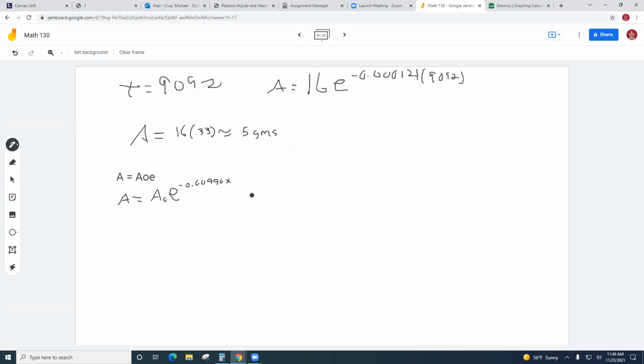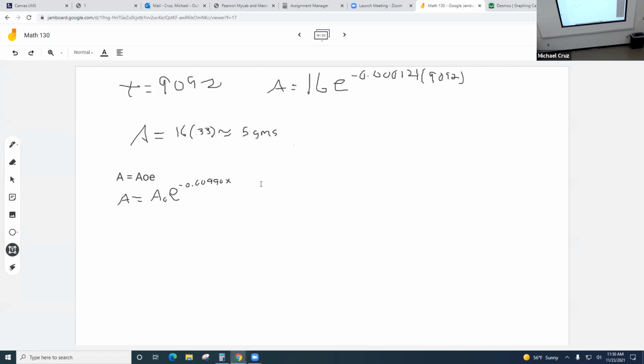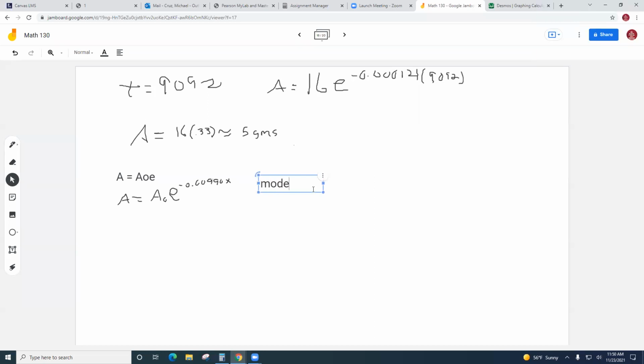Models the amount in pounds. Whoa, what now? Models. Oh, okay. I see what you're saying. Yeah. That's the formula. Yes. The amount in pounds.